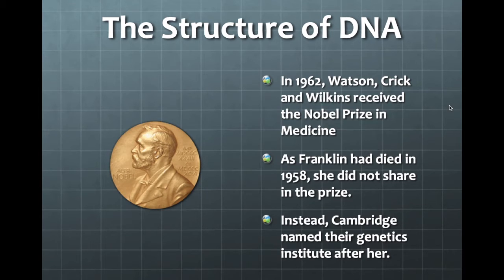In 1962, Watson, Crick and Wilkins received the Nobel Prize in Medicine, as Franklin had died in 1958 and did not share the prize. Instead, Cambridge named their genetics institute after her. It was due to the help of Rosalind Franklin and Wilkins in coming up with this shape that we were able to figure out the whole structure of DNA.